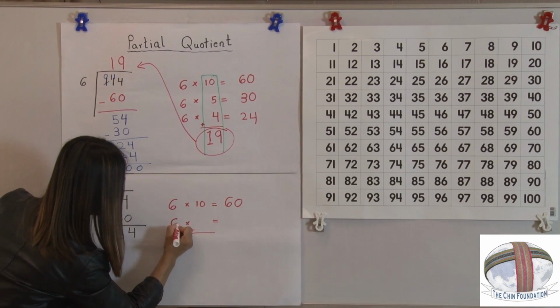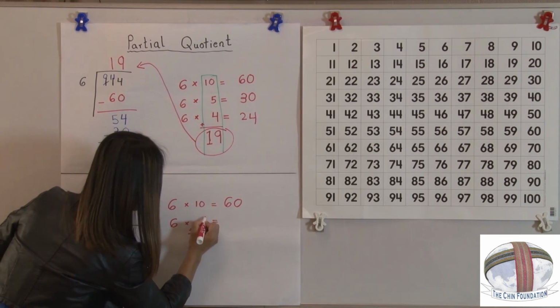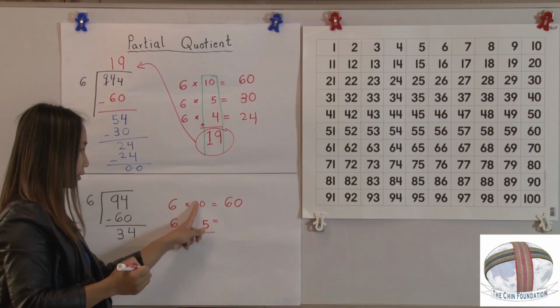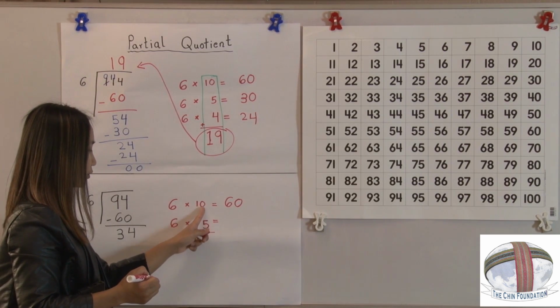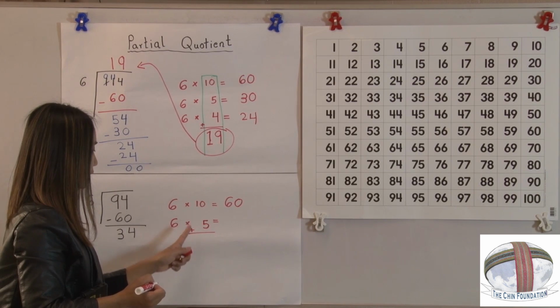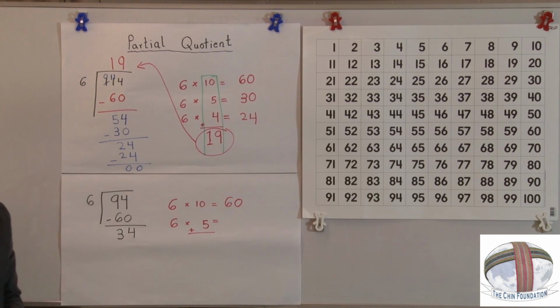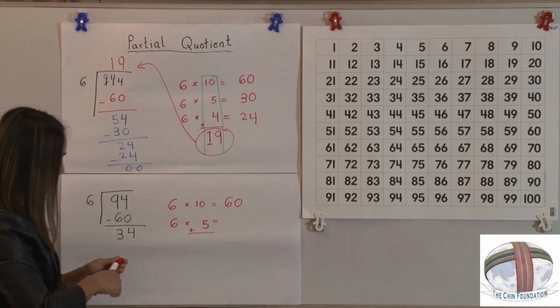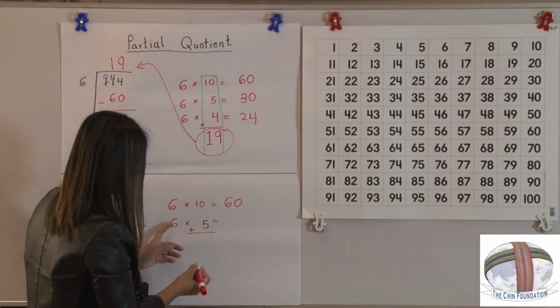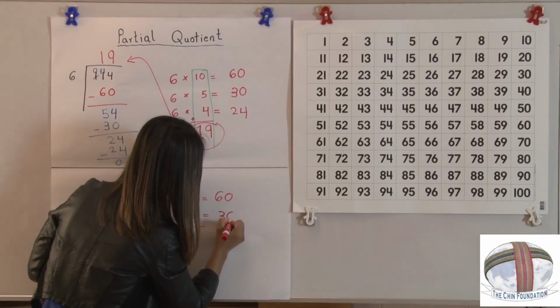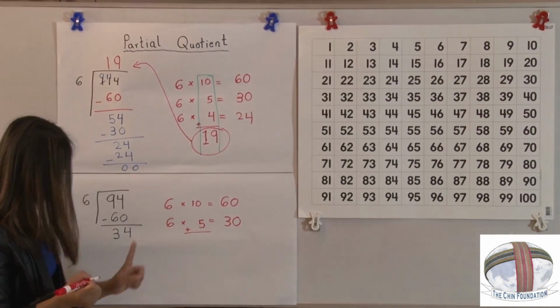6 times 5. Make sure you put it in the right place. If there's the ones, you have to line up with the ones. If there's the tens, you have to line up with the tens. So when we add up, we won't get it wrong. Okay, so 6 times 5 is 30. We need to put this 30 over here.